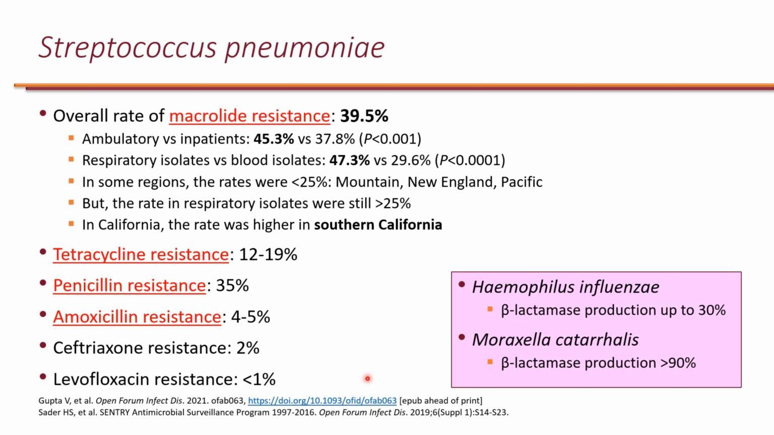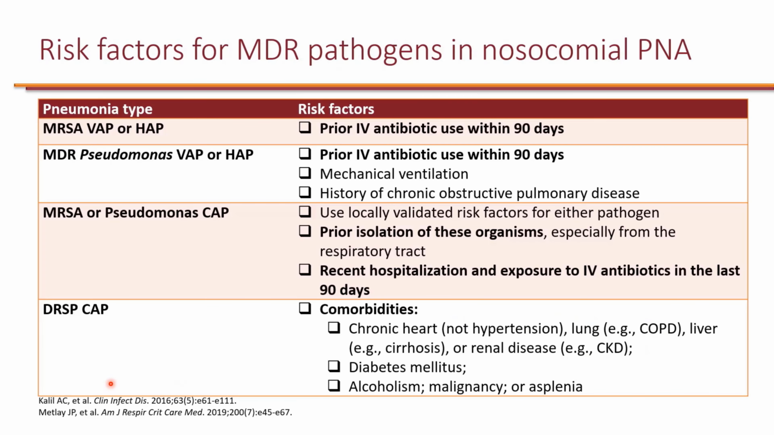Now, the other organisms, Haemophilus influenzae, as well as Moraxella catarrhalis, they produce beta-lactamases. In fact, more than 90% of Moraxella make beta-lactamases, and up to 30% of H. flu produce beta-lactamases.